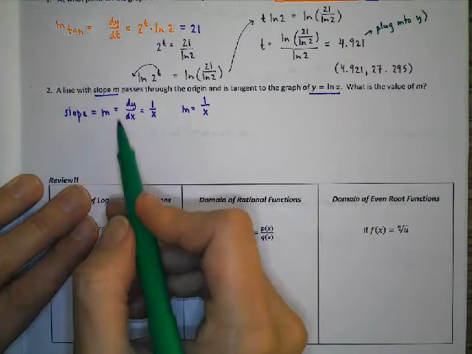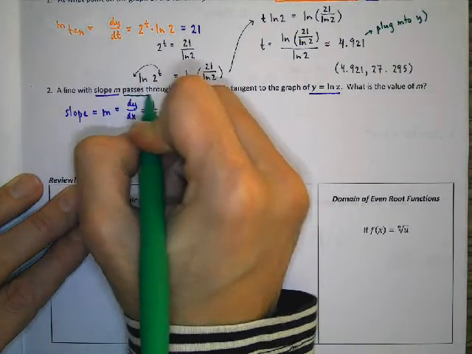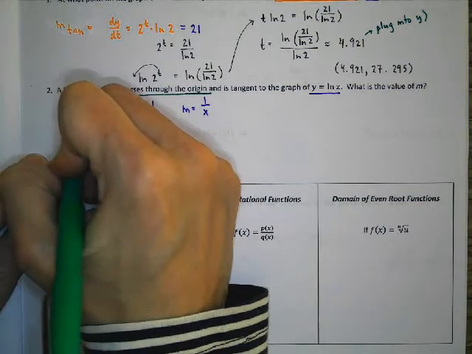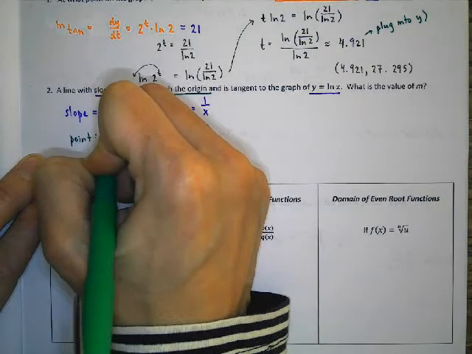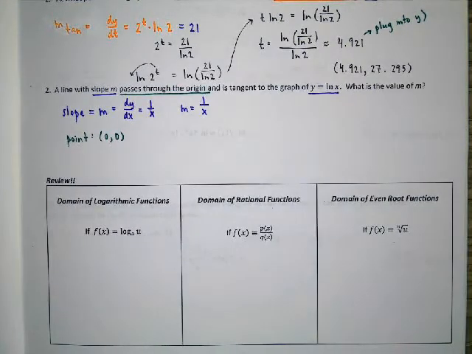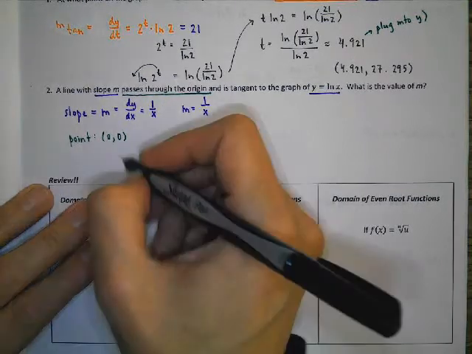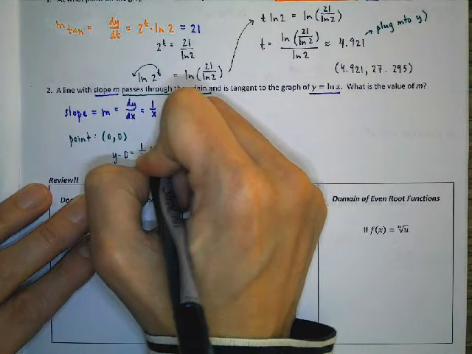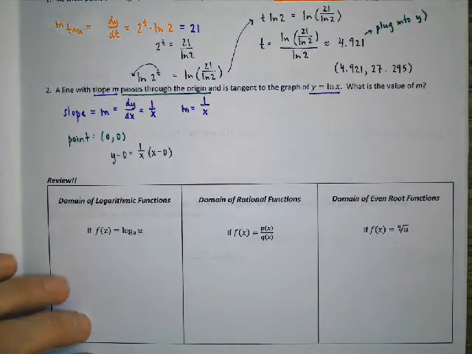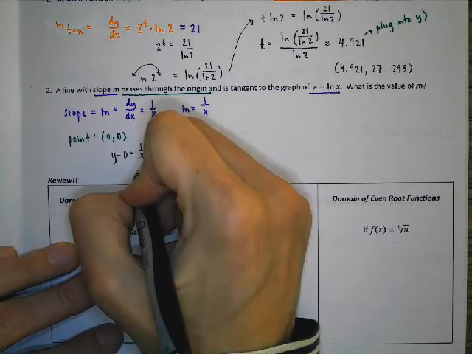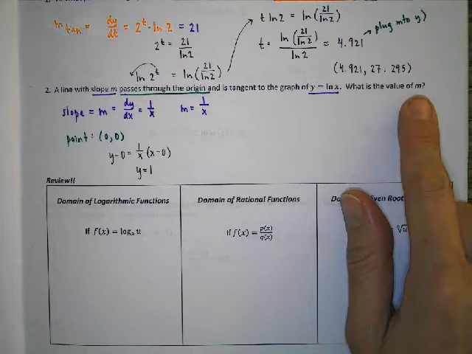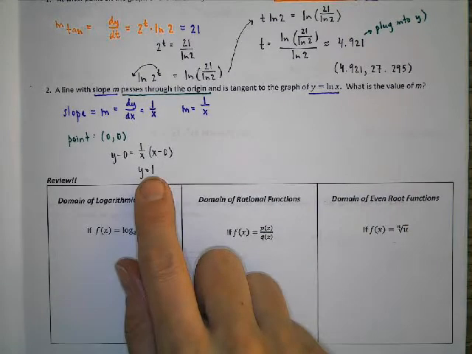The next thing I know about my line, it has a slope m, and it passes through the origin. So I know my point then is going to be (0, 0). So I can use the information that I have so far to write an equation in point-slope form. So I know that y minus 0 equals 1 over x times x minus 0. And with a little simplification, what I really know now is that y equals 1. So I still don't have the value of m, but I know that y equals 1.